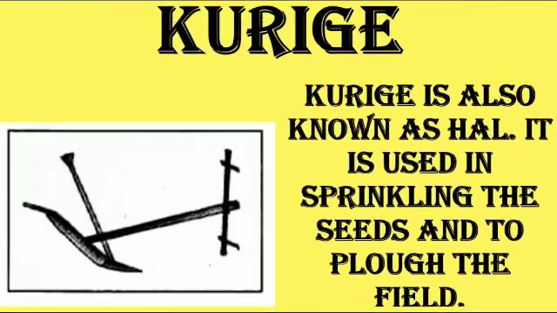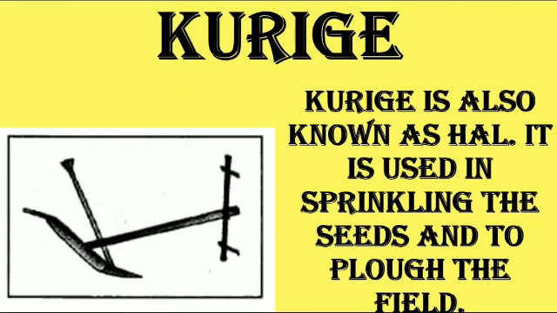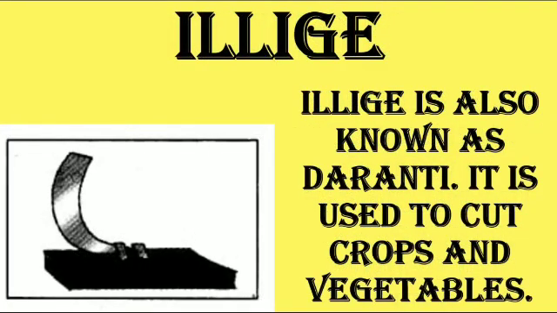The next tool is kurige. You can see its picture as well. Kurige is also known as hull. It is used in sprinkling the seeds and to plough the field. Next is ilige. Ilige is also known as darati. It is used to cut crops and vegetables.